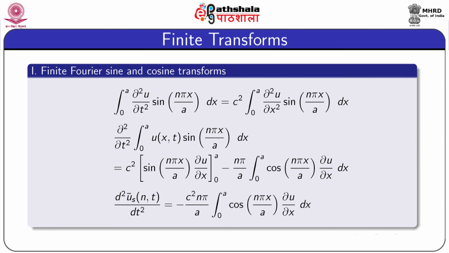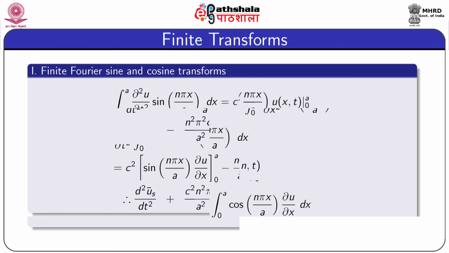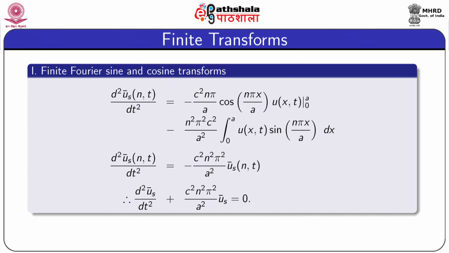In this step we again apply integration by parts, taking del u del x as the second function and cos n pi x by a as our first function. The first term becomes 0 if we apply the supplied boundary condition, and the second term can be written as given here, and the value of the integral is defined as the finite sine transform of u. So it is denoted by u_s bar n,t.